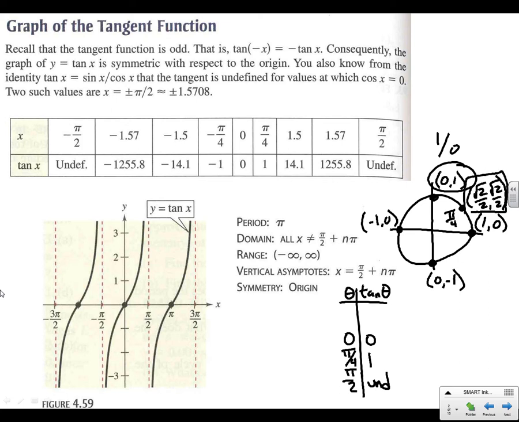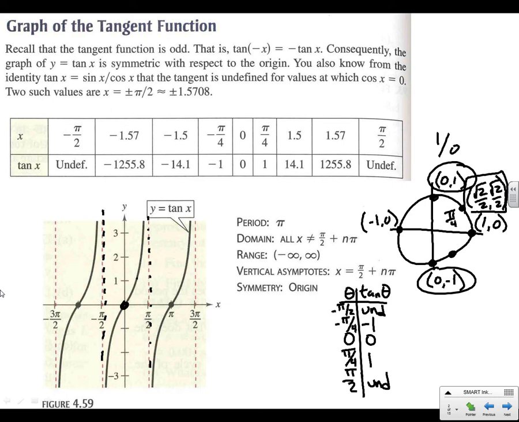And then we're going to go backwards also. We're going to say negative pi over 4, which is right down here. At negative pi over 4, we're going to get -1. And at negative pi over 2, we're down here, we're going to have undefined tangent, because it's going to be -1 divided by 0. So what we have here is we're undefined at negative pi over 2 and pi over 2. We're 0 at 0.